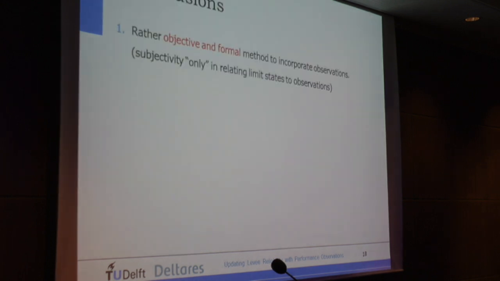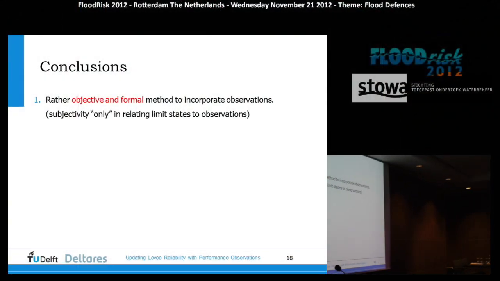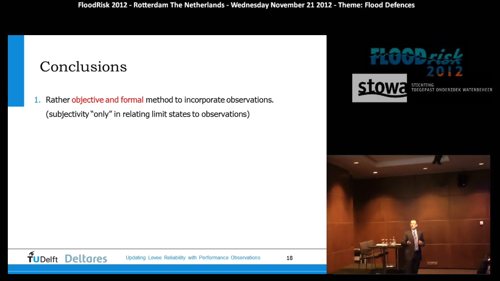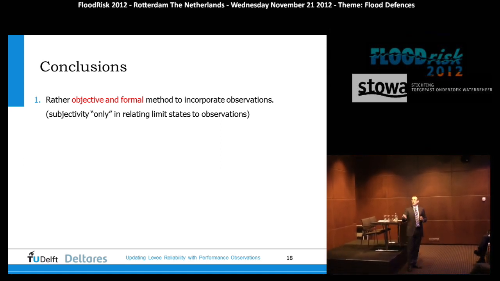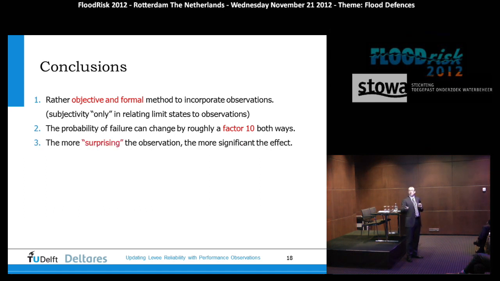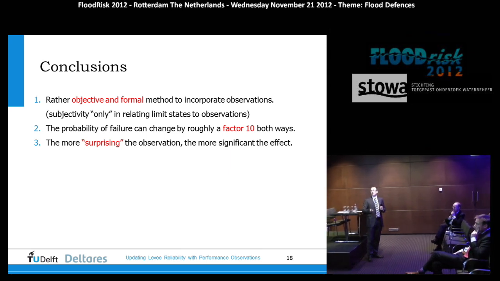So in conclusion, the method I presented is a rather objective and formal method as opposed to others that are out there that are purely based on expert judgment, and it helps you to incorporate the information provided by field observations. The probability of failure can change roughly by a factor of 10 both ways. Again, this was just one example, but you can imagine that this was not a very special one.